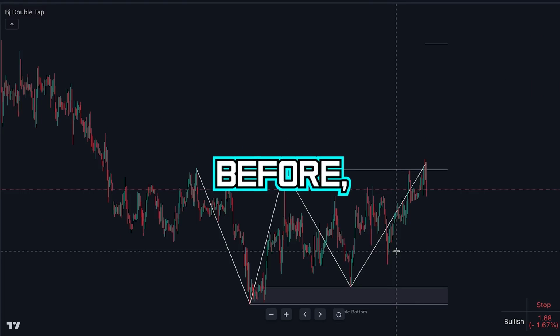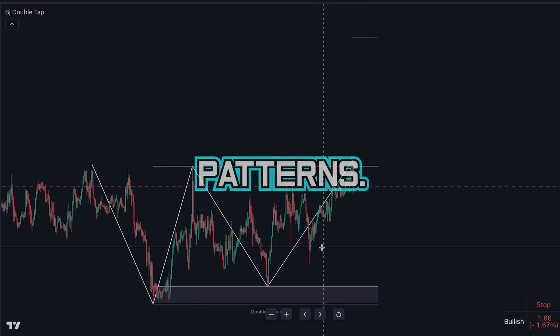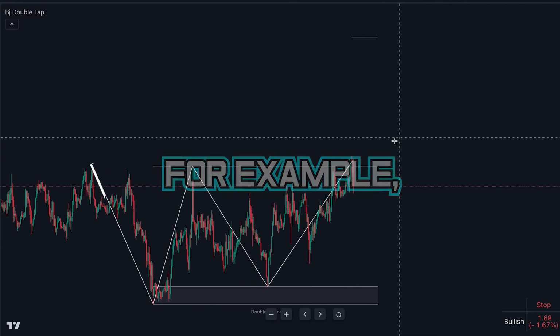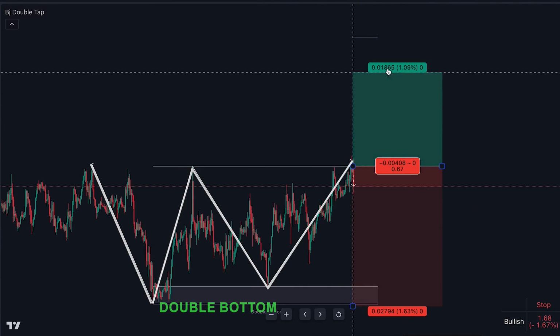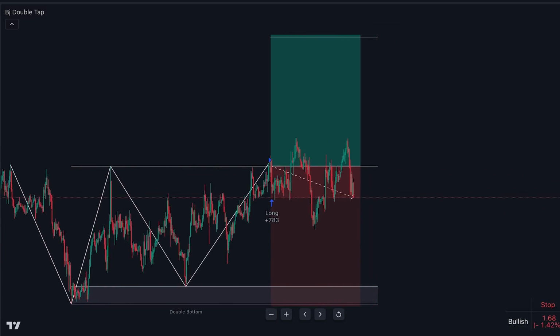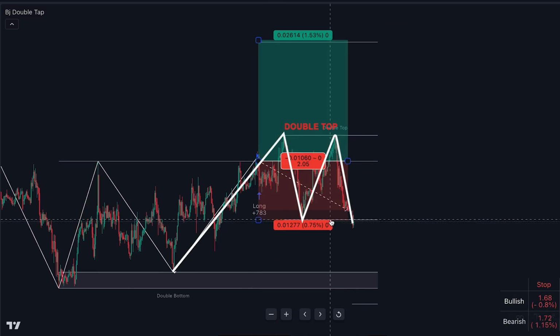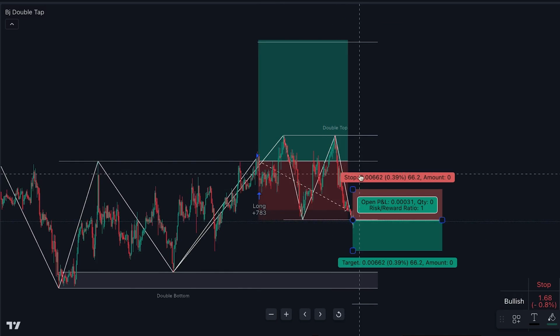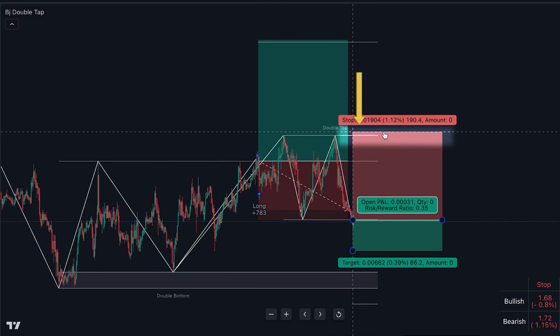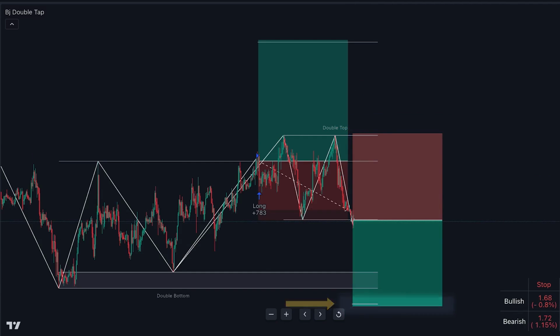As mentioned before, sometimes the indicator will detect patterns within patterns. For example, here we can see that a double bottom was detected and a long position was taken. As price retraced, a double top was formed, and the previous trade was closed, allowing a new sell position to be taken. In this situation, you would also keep stops above the swing high and target the original swing low.